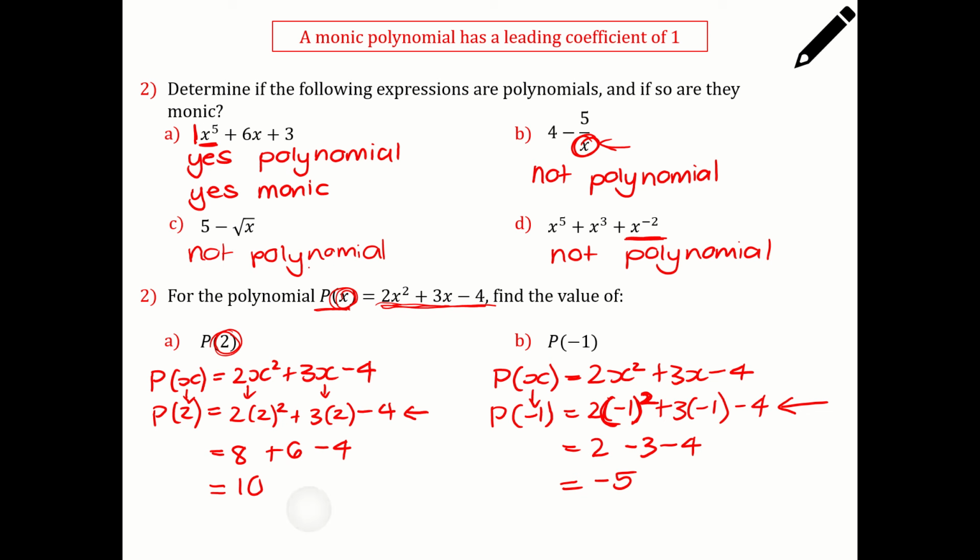So these are the questions that you're going to work through. You're doing questions 1 to 5 and then the extension question number 6 if you get up to it.